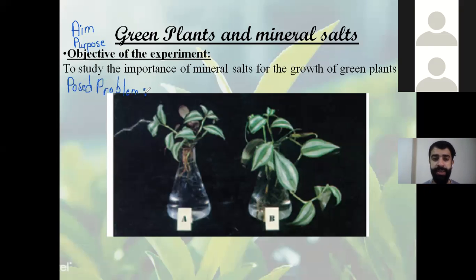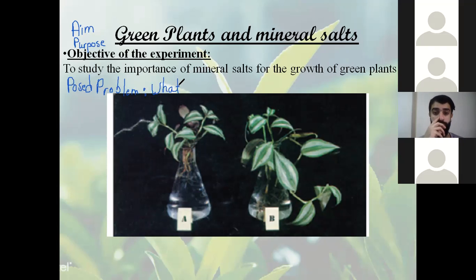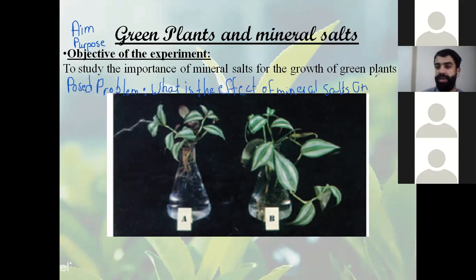Yes, Ali, your answer is, what is the effect of the mineral salt on plants? Okay, you can do this. It's very good. You can say what is the effect of mineral salts on the plants. Also, you can use the text of the aim: study the importance of the mineral salts for the growth of green plants. It's correct, Ali. What is the effect? It's 100% correct. What is the effect of mineral salts on the growth of green plants? You can say this, and it's correct.